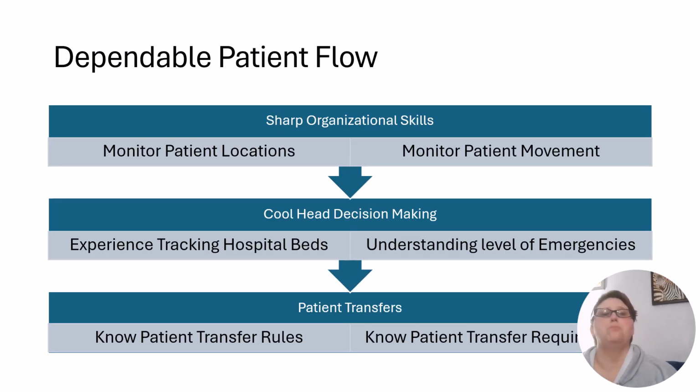When the patient flow is dependable, it helps keep the flow moving smoothly. To run smoothly, an HIM professional needs to have sharp organizational skills, which allow them to monitor patient locations and patient movements. They also need to have a cool head for decision making. So they would need to have experience tracking hospital beds and understanding levels of emergencies. They will also need to understand patient transfers, so they will need to know the patient transfer rules and the patient transfer requirements.